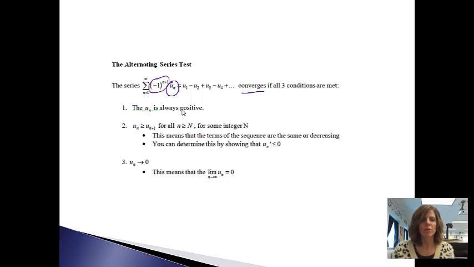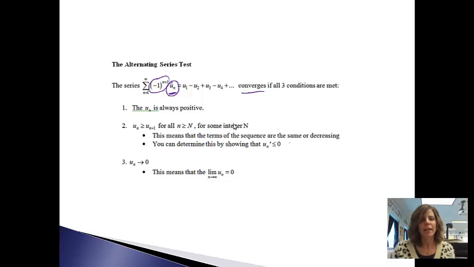The first condition: u sub n is always positive. If this part says 1 over n or 1 over n squared, and I plug in the terms for n and I keep getting a positive number, then that would meet the criteria. The next one says that u sub n is greater than or equal to u sub n plus 1 for all n greater than or equal to capital N for some integer N. What that basically means is that the terms of the sequence are the same or they are decreasing.